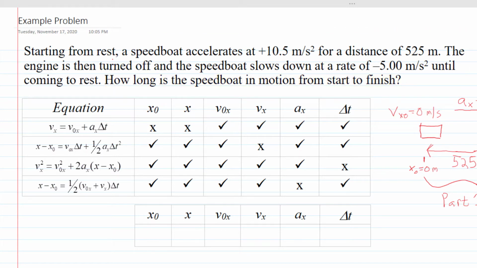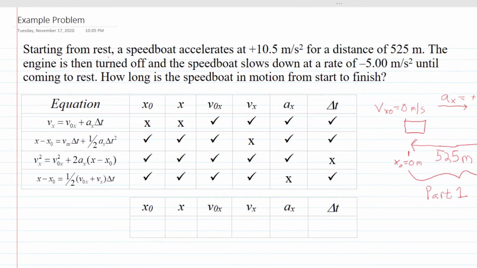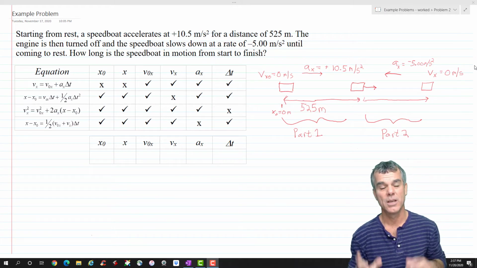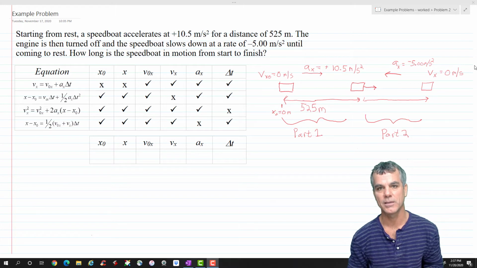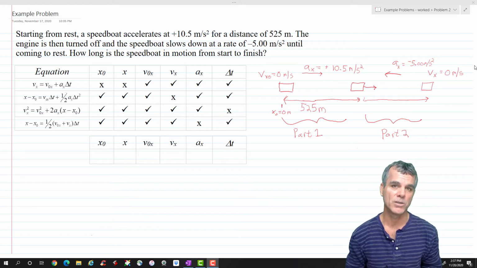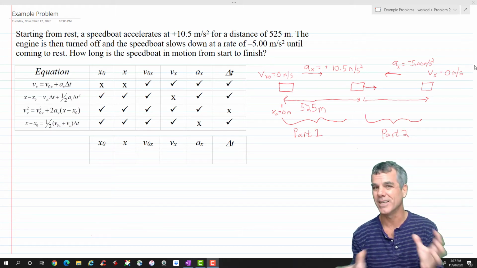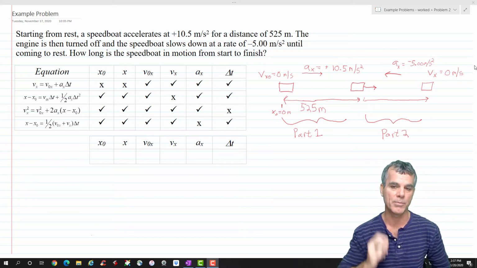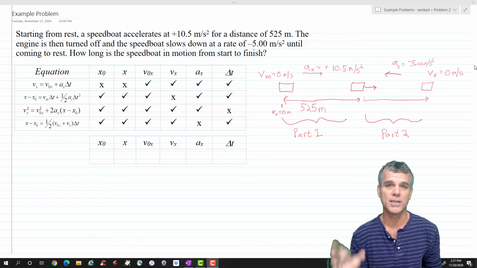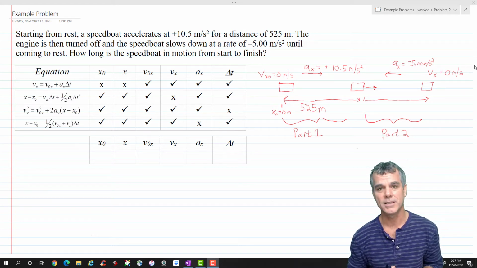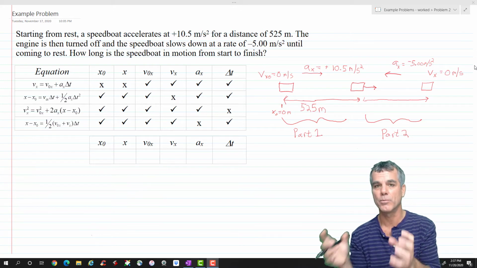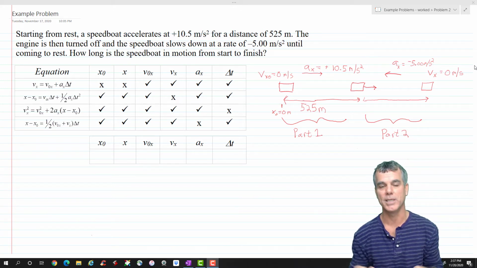Well, let me ask you a question to start off with. Is it possible to combine the two different accelerations, the plus 10.5 meters per second squared and negative 5 meters per second squared, into some kind of average acceleration and do this problem in one step? And the simple answer is no. If the acceleration changes, then that in essence is like a whole other problem. You have to do these in pieces.